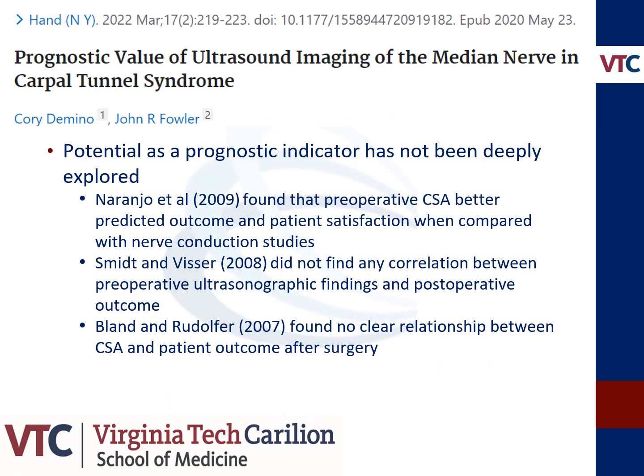Now that it has been verified that ultrasound can be utilized for the diagnosis of carpal tunnel syndrome, the question is whether it has any prognostic value. This study helped provide some insight with regards to the prognostic value of ultrasound measurements. Previously performed studies, including those demonstrated below, did not find any consistency with the measurements of the median nerve to the ultimate prognosis.